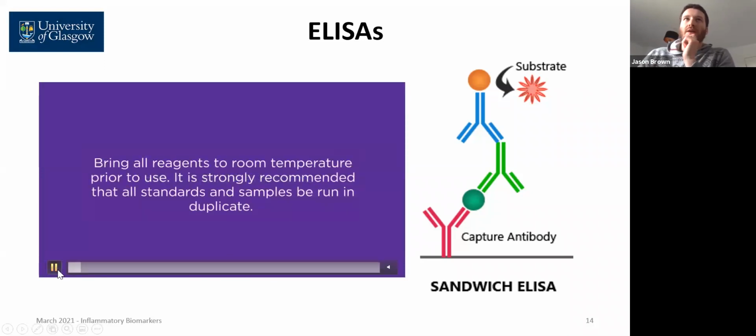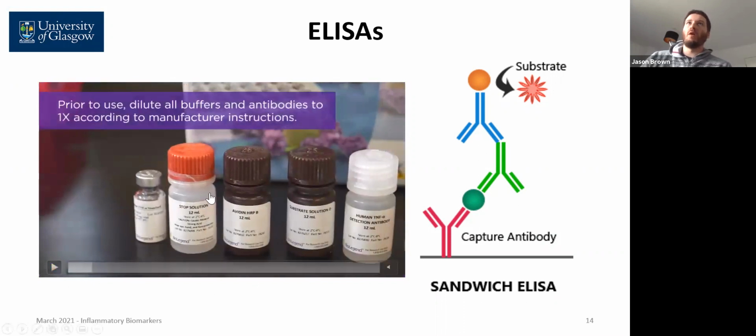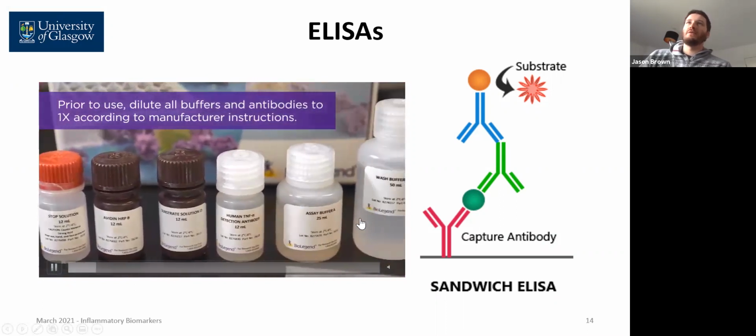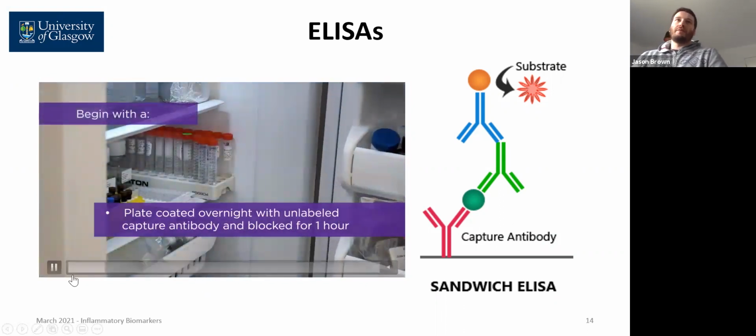So this is the sandwich ELISA protocol. Generally speaking, you always need to bring up your reagents to room temperature. So this will be either your standards or your samples that you may have frozen. Of course, you need to thaw them and bring them up to room temperature. This is essentially what all of the reagents look like. So you have things like your stop solutions, your enzyme, your substrate, your detection antibody, your standards, your assay buffers, your wash buffers as well. And also you have your microtiter plate.